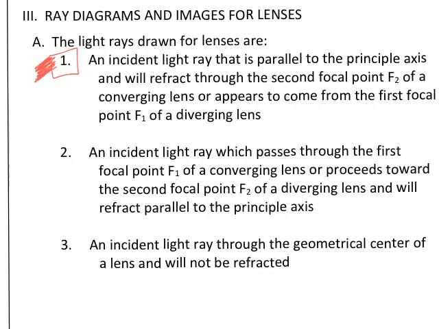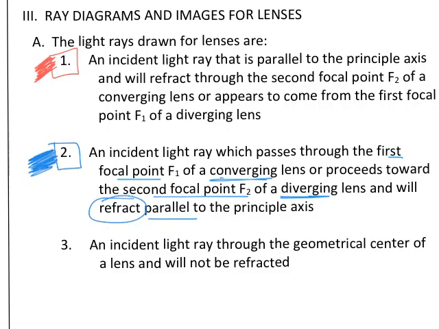Our second light ray is similar to the principal focus ray we used for mirrors. This time for lenses, the incident light ray, if it's a converging lens, will pass through the first focal point. And if it's a diverging lens, will pass through the second focal point initially. And then the second part of the ray, when it refracts, it will refract parallel to the principal axis. And I am going to color code this ray as blue.